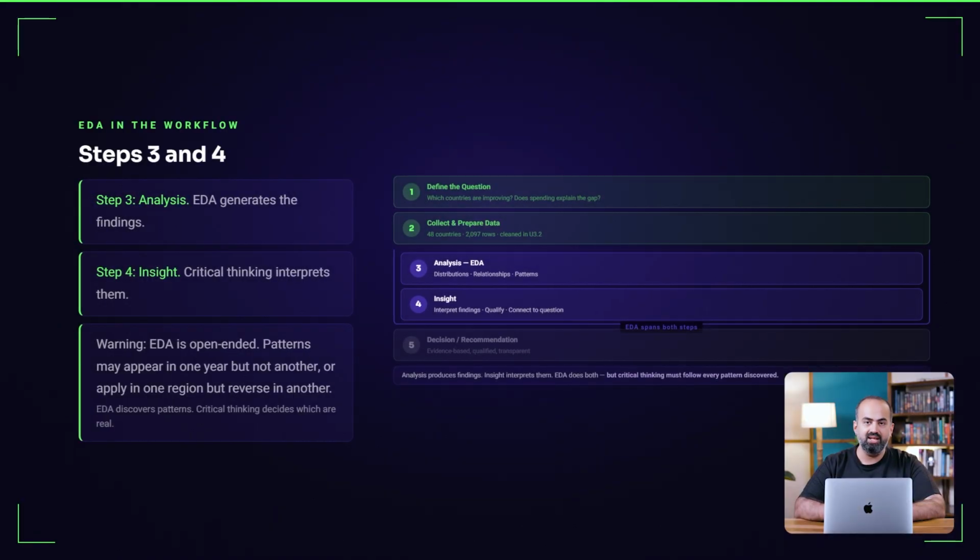EDA connects directly to the data-driven decision-making workflow, where step 3 is analysis, step 4 is insight. EDA lives across both steps. You're generating the findings that will eventually inform a recommendation. But EDA also comes with a warning. Because EDA is open-ended, because you're looking for patterns without a predetermined question, it is possible to find patterns that look meaningful but are not.